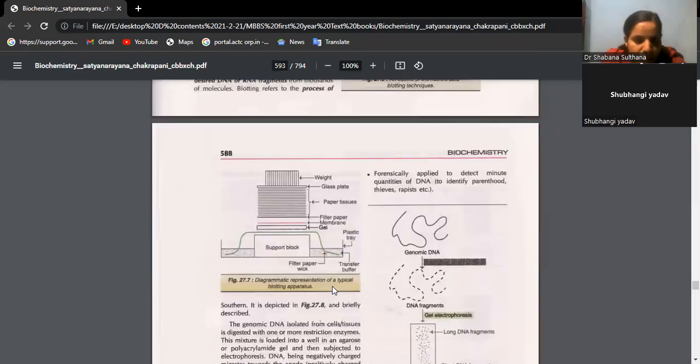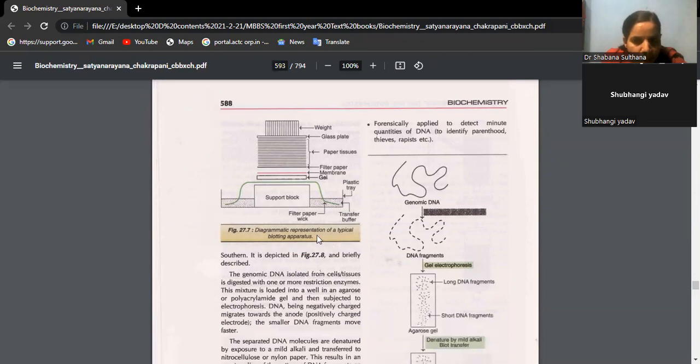So that is a diagrammatic representation of a typical blotting apparatus. It looks like this. Try to learn as many pictures as possible. There is a support block, a gel, filter paper, membrane, paper tissue, glass plate, and weight. All these we use generally to fix the DNA or RNA fragment for hybridization.